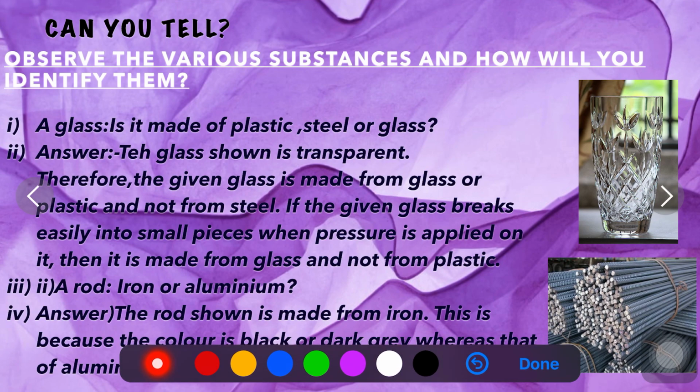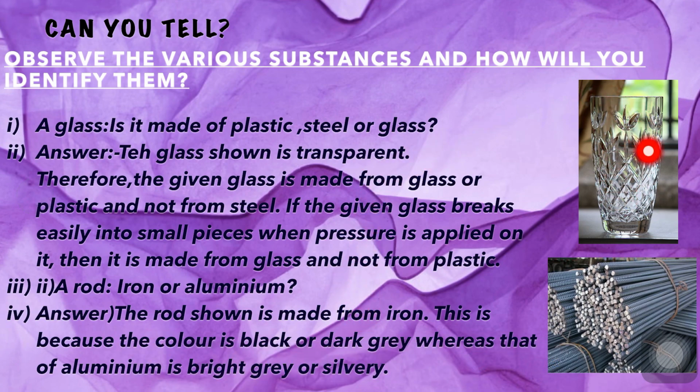Can you tell, students, observe the various substances and how will you identify them? In the given textbook on page number 36, you can see the following objects. Picture of objects is given, that is 5.7. First one is a glass. Whether it is made up of plastic, steel or glass. The glass shown is transparent. As you can see, it is a transparent glass.